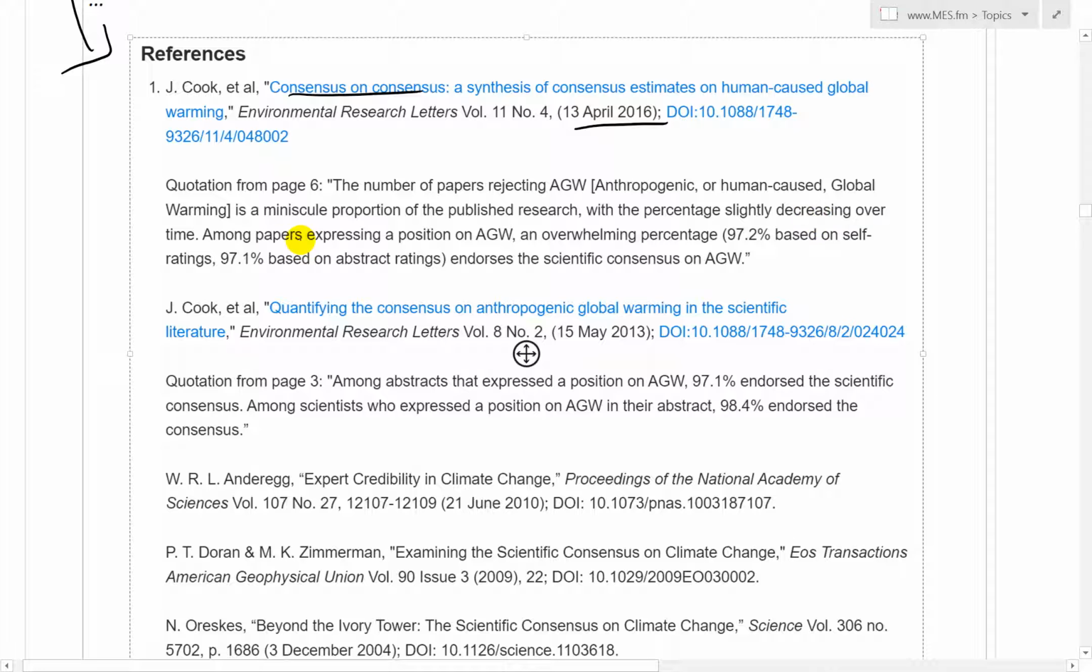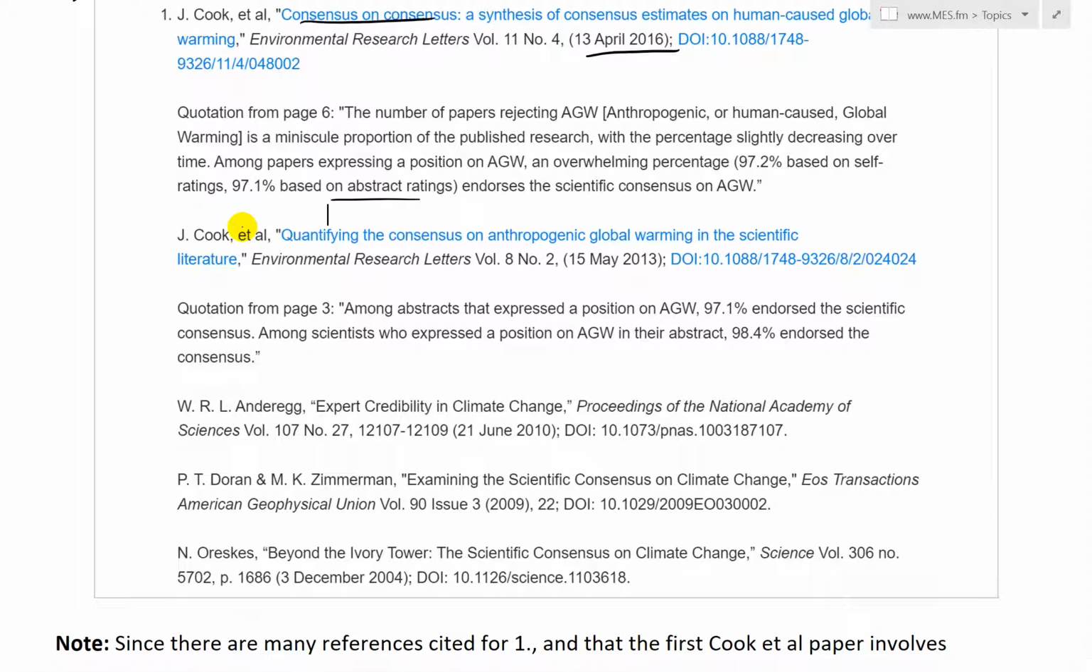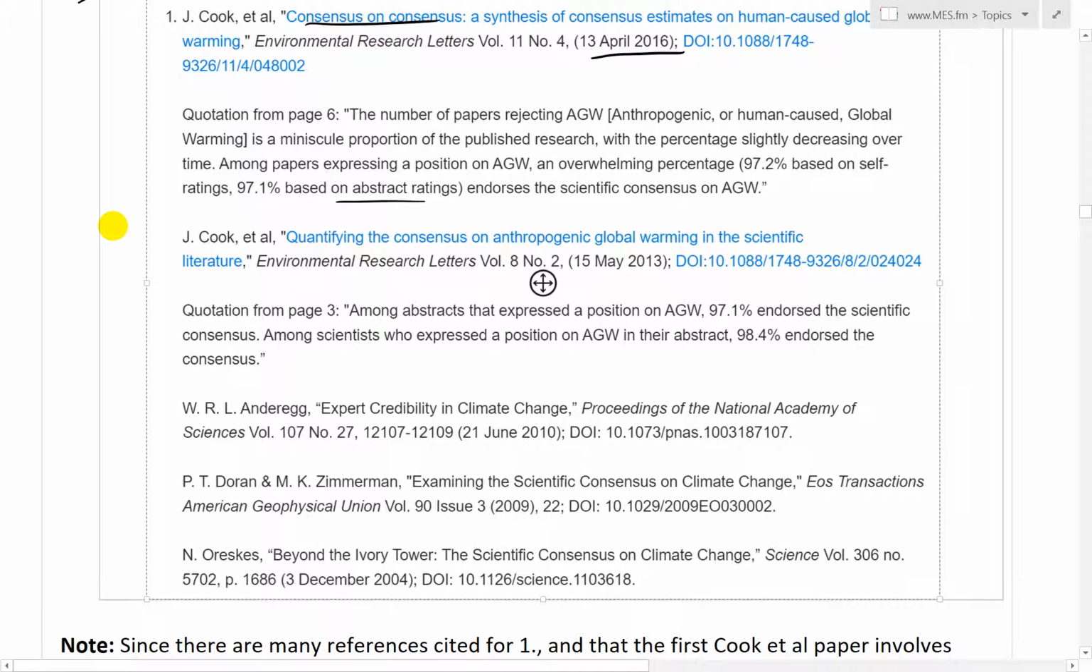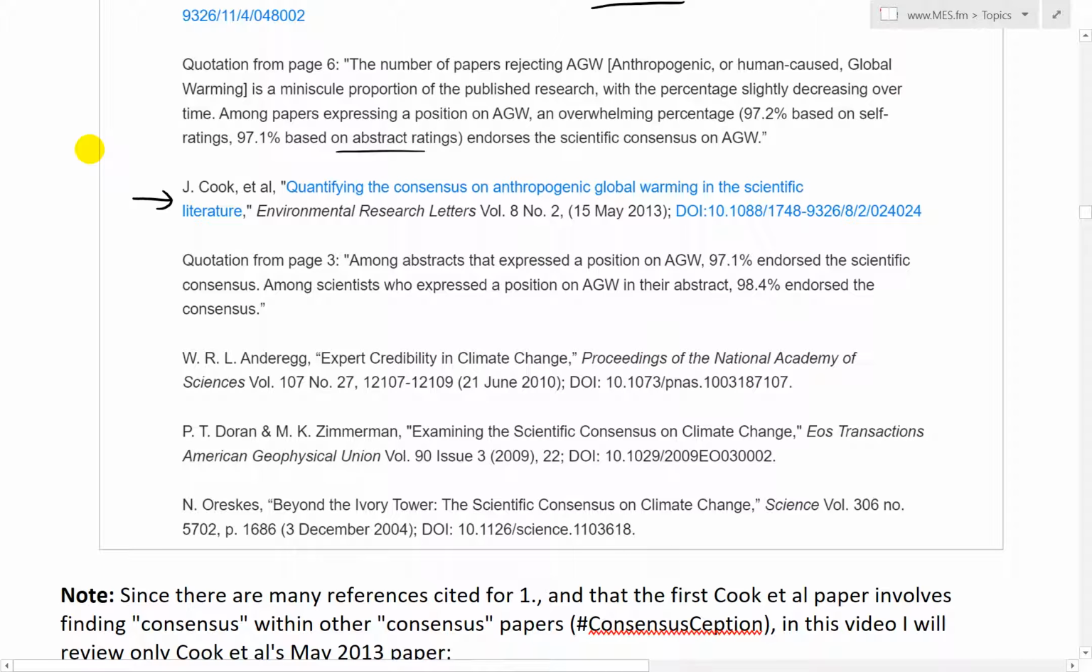Among papers expressing a position on AGW, an overwhelming percentage, 97.2% based on self-ratings and 97.1% based on abstracts. Look at these decimal places, holy cow. It endorses the scientific consensus on AGW. And then the second reference is the one I'm going to cover. This was what Reuters called the most comprehensive review as of yet.